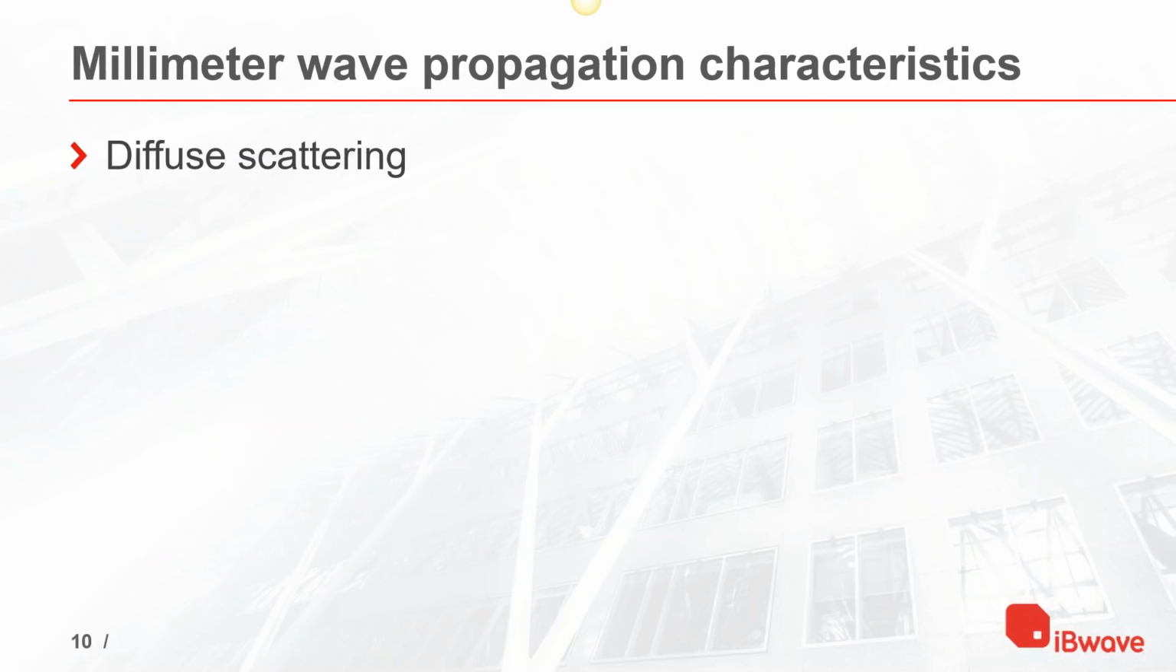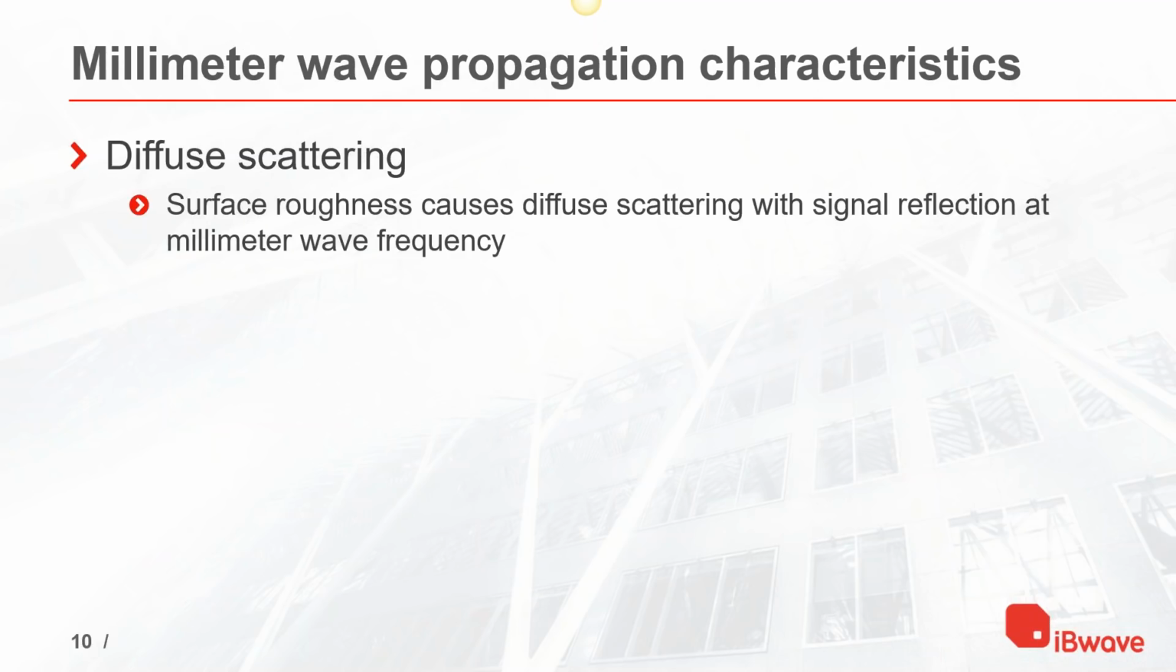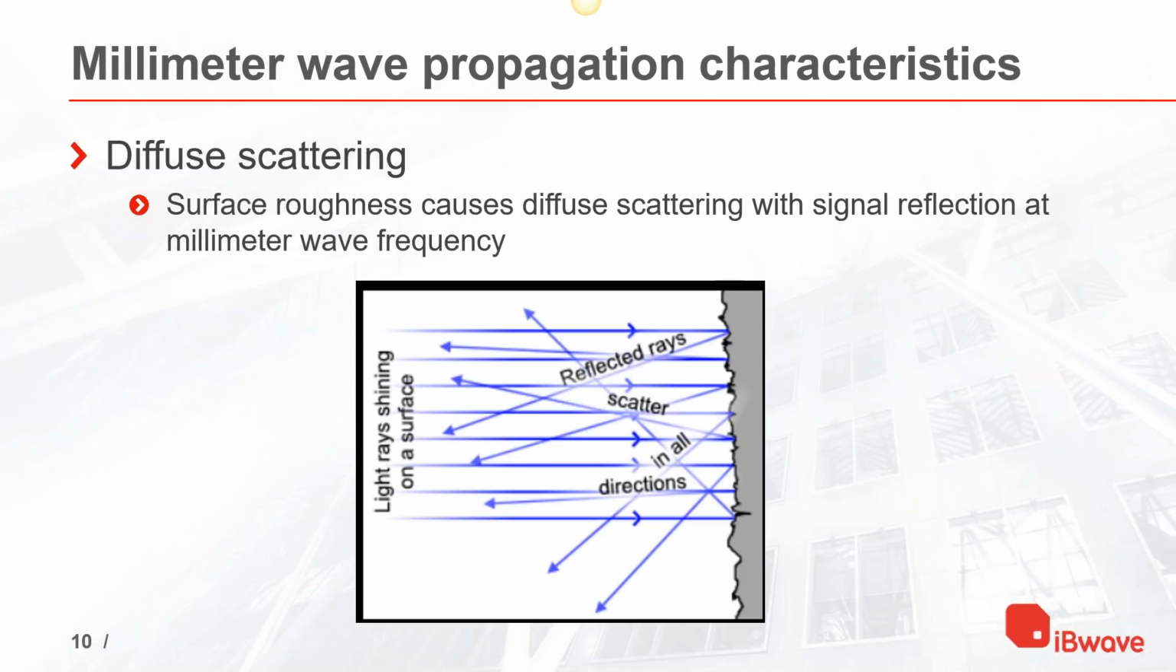So what else is out there? It's diffuse scattering. Now, what is diffuse scattering? Diffuse scattering is basically when your signal hits the wall and then scatters in all possible directions. And why does it scatter? It scatters because there is something called surface roughness that makes the signal basically go in all possible directions.